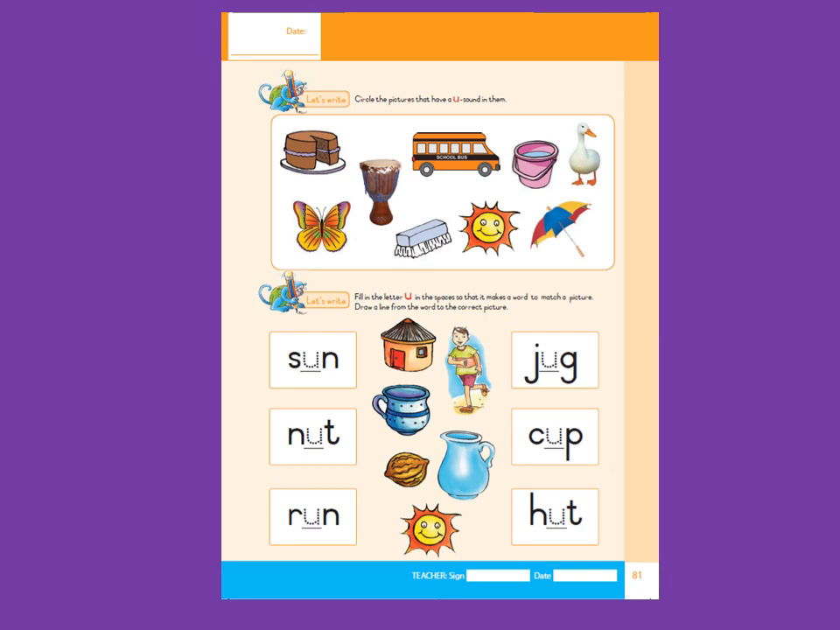The first one says, circle the pictures that have a sound in them. It can either be in the beginning or the middle of the word. Your second activity, you need to trace over all the sounds in the words and then read them and draw a line to the correct picture.